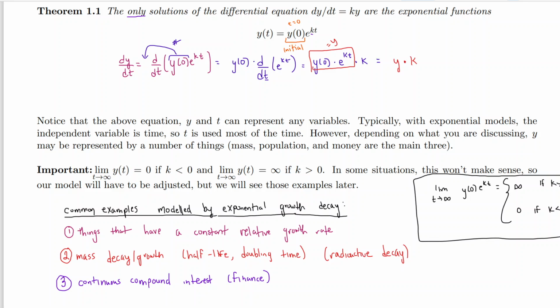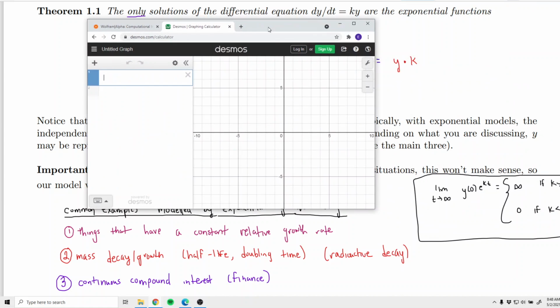Just to remind you, this really only comes from the fact that the limit of e to the x is either equal to infinity or zero as x goes to infinity. But let's go ahead and just take Desmos here so you can see. I'm going to use y of 0 equals 1, so I can just completely ignore that. And for k being negative, I'll do -1 for that example. So e to the negative t.